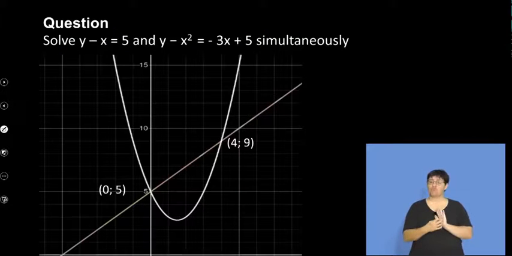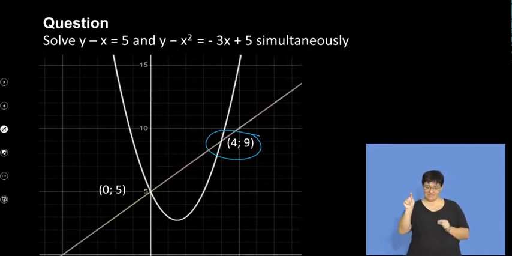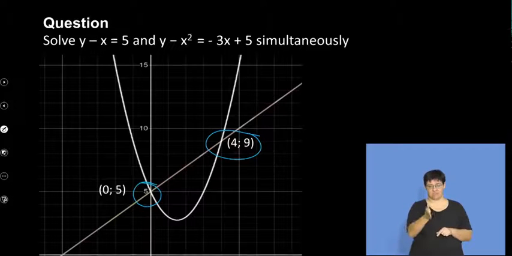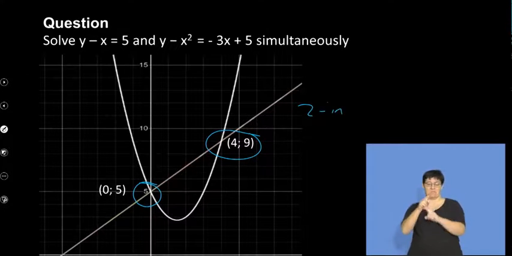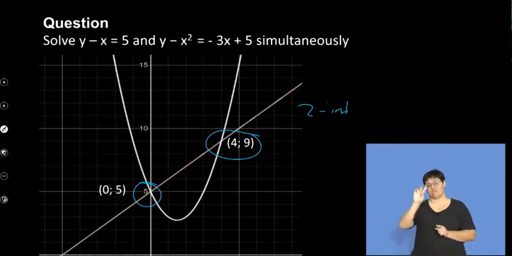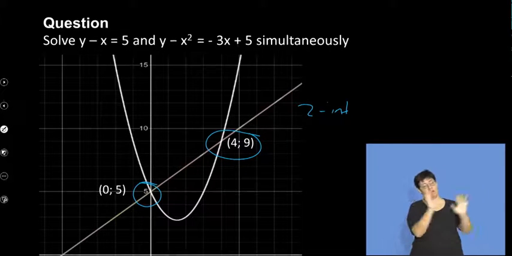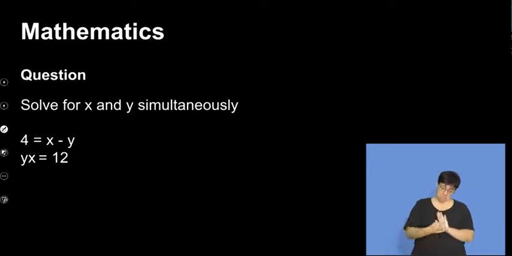Graphically, this is how it will look. So my (4, 9) will be there, my (0, 5) will be there. So this is where I have two intersections, at (0, 5) and at (4, 9). But remember, this is just an additional thing that I'm doing for you guys to understand everything.